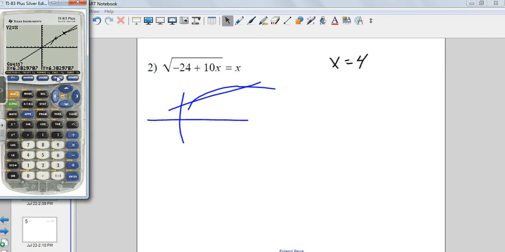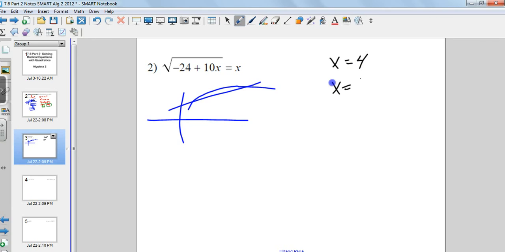Otherwise, it's going to keep finding that same first intersection point. Once you're kind of more off to the right-hand side, hit enter, and it's going to give you 6, 6. Which means we have another answer at x equals 6. So both of these come out to be true answers, so you need to have both of them.